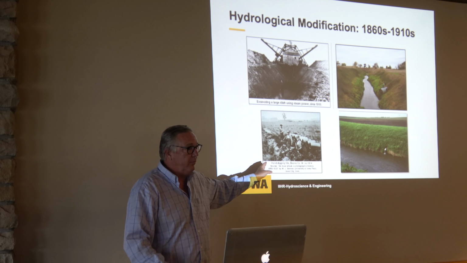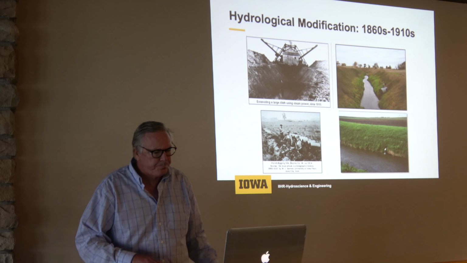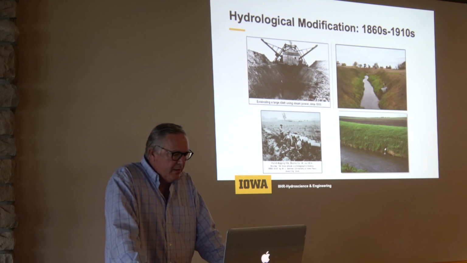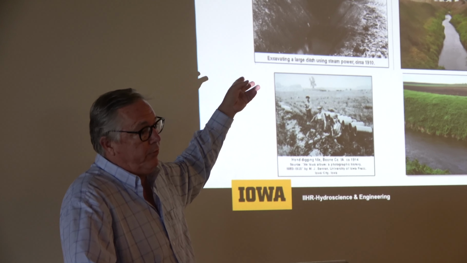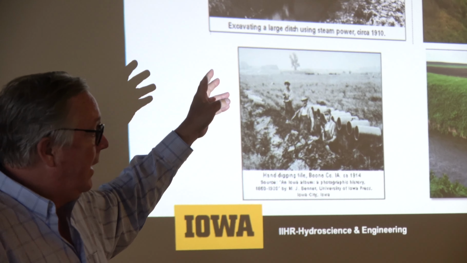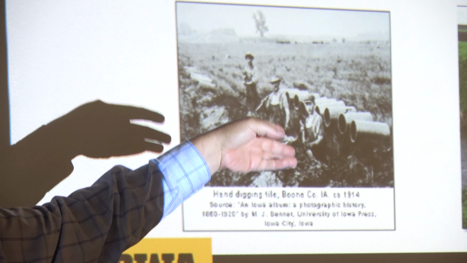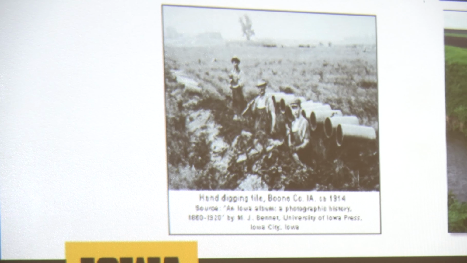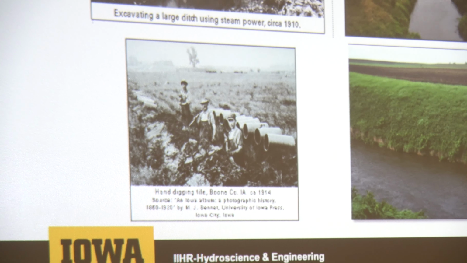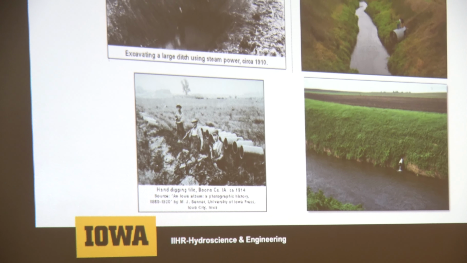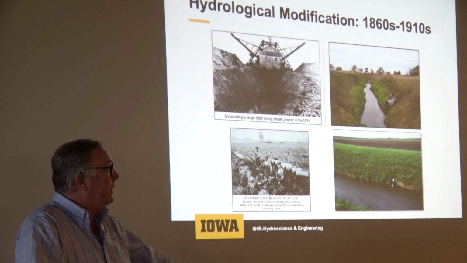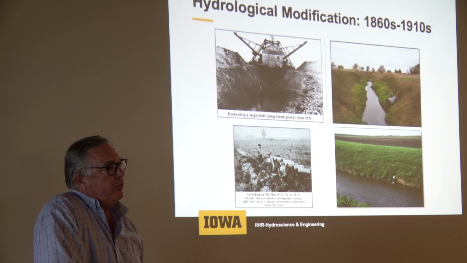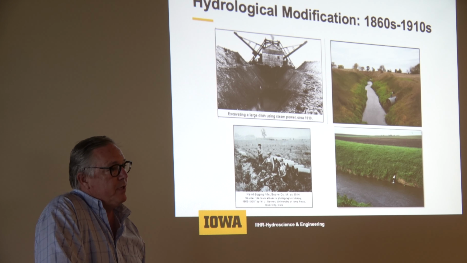And so you can see these fellows here, Boone County, putting in the clay field tiles about 100 years ago. We made these trapezoidal ditches with the steam shovels. And you can see in the modern day on the right there, that's what it looks like. And so we lowered the water table 4 feet, basically over about 70% of Iowa. And so these big ditches, right, up in the upper right-hand stream there, are the drainage district ditches.